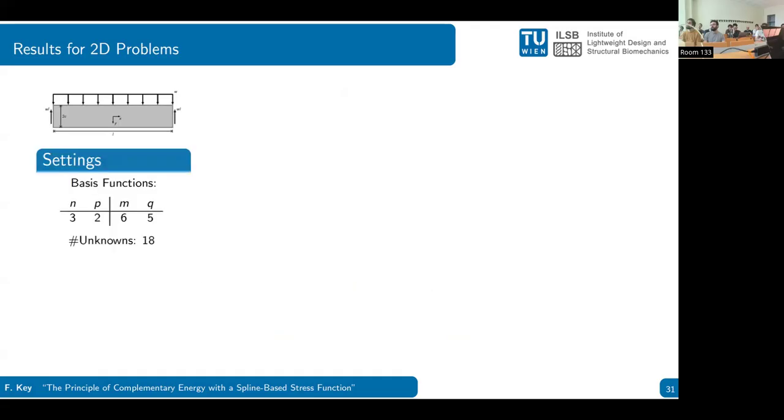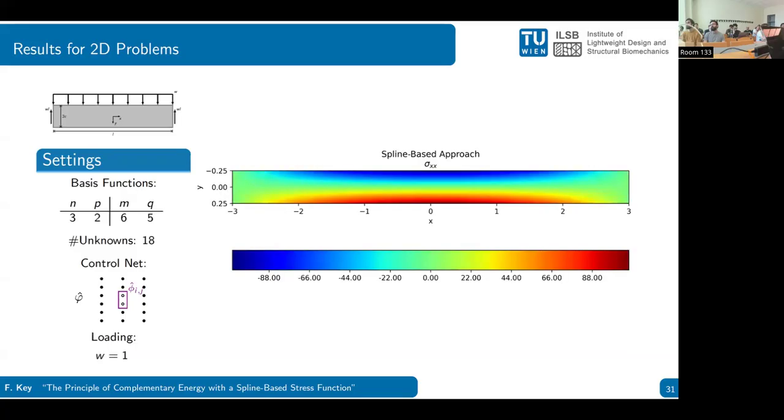And in this case, we use 3 basis functions in that direction, 6 basis functions in that direction, and quadratic functions in one direction, higher order in the other. So in the end, we have 3 times 6 unknowns, so 18 unknowns. The control net in this case would look like this, so we would only have 2 unknowns for determining the stress field. And yeah, loading was 1, and that is what you get. So this is the stress distribution inside the entire domain. Very smooth, very nice, with only 18 unknowns.